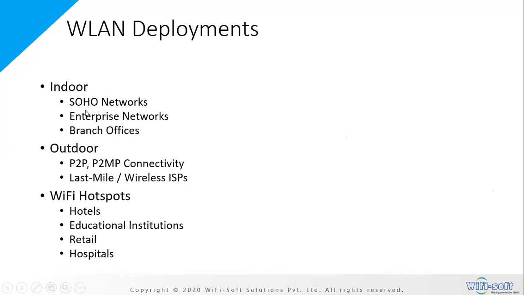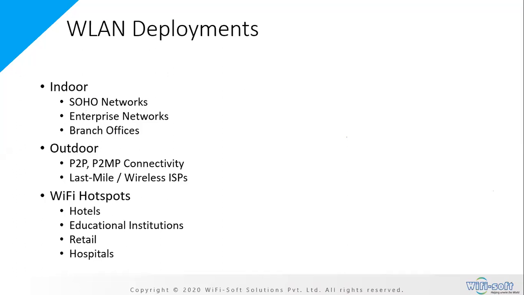SOHO networks are basically small networks, like 1 or 2 access points, generally deployed in homes or small offices, where you don't really require a lot of management. Even a fat access point is enough for a SOHO network. And generally that's what people do. They generally have a fat access point deployed in a SOHO network.